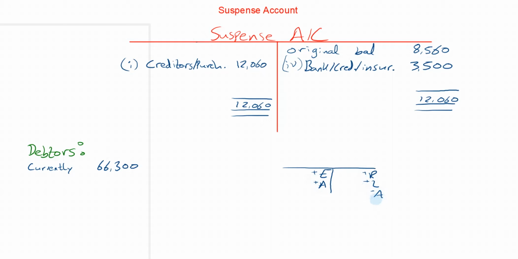So A is a negative. Because debtors is an asset, the 8,560 was included on the credit side. To get rid of it, we now have to make a debit entry, which is 8,560. So we have to remove suspense. So our debtors figure is actually higher at, what's that? 74,860.